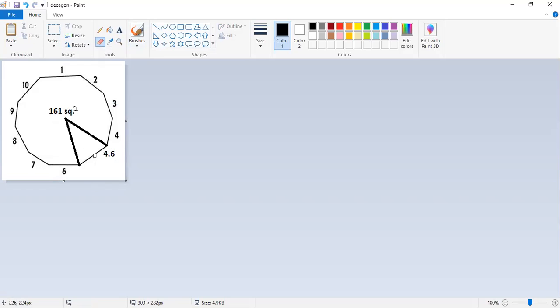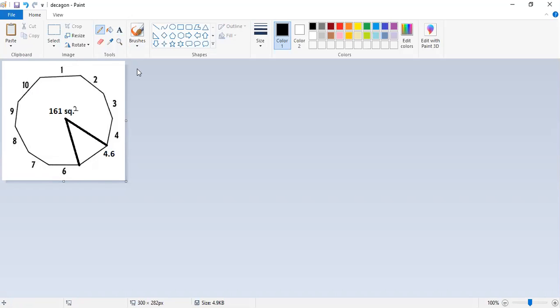But before we find out the height, we have to find out what's the area of one of the triangles, right? So to find the area of one triangle, we are going to divide 161 by 10. Why are we going to divide 161 by 10? Area of the whole figure is 161, right? And we need to find the area of one triangle, which means the figure can be divided into 10 triangles because it's a decagon, it has 10 sides. So to find the area of one triangle, we are going to divide the whole area of the figure by 10. So this is the first thing you need to be doing.